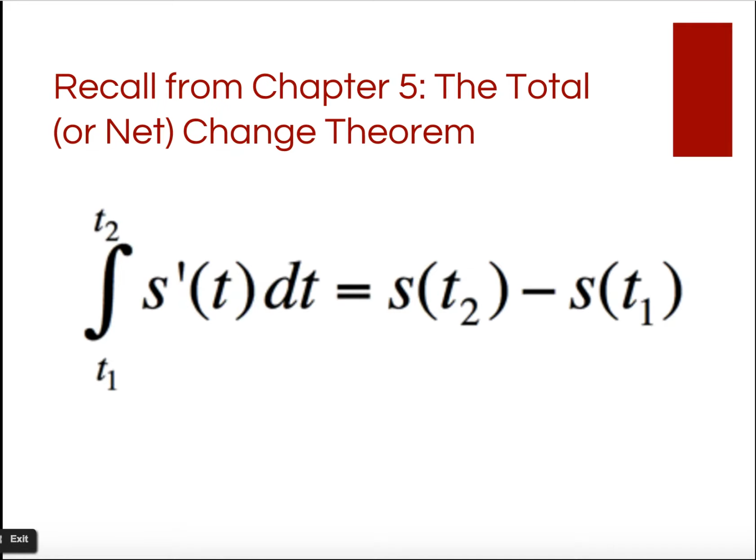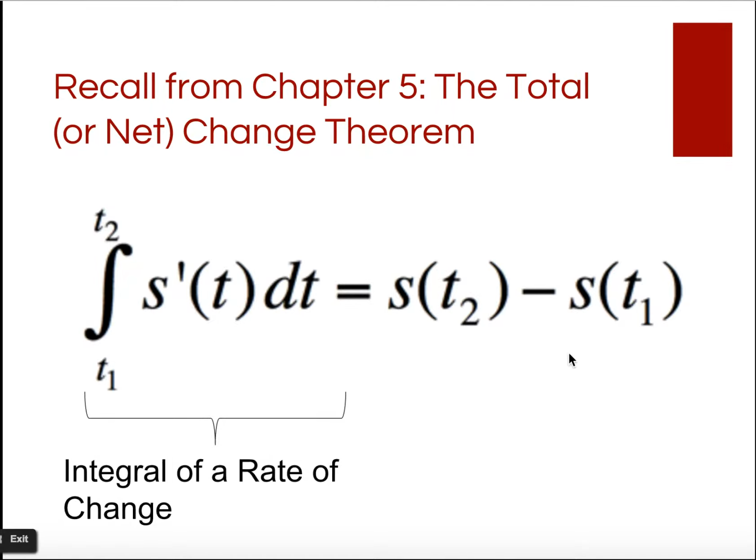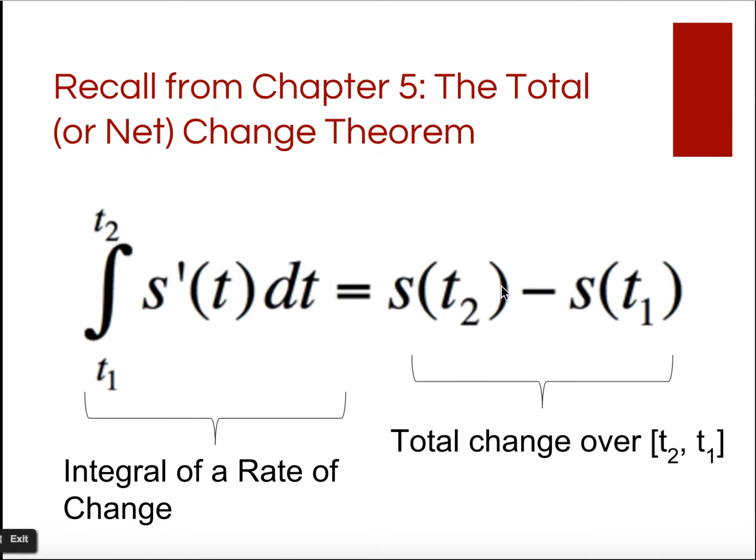This is the video for section 10.2, but first of all we are going to recall a theorem from chapter 5. It's called the total change theorem. We discussed it when we were talking a little bit about the fundamental theorem of calculus. When you take the integral from time 1 to time 2 of a rate of change formula, the answer is going to just be the total change over that time. So if this had been a velocity equation, this would be the total change in displacement over that time.